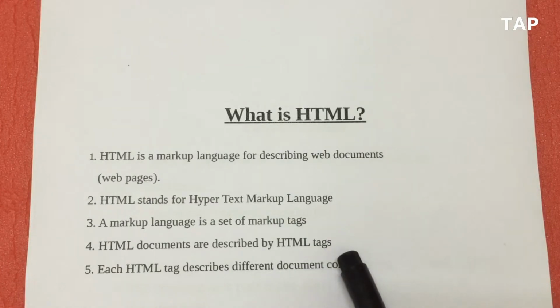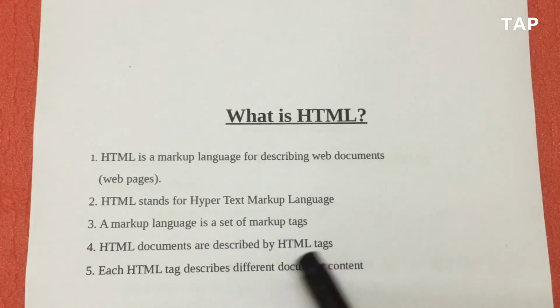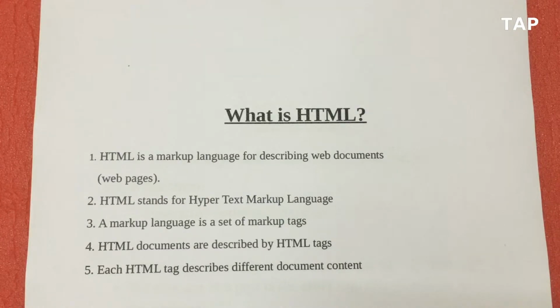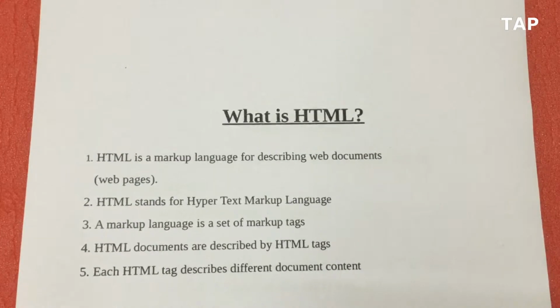Don't get scared. What are markup tags? What is a tag? What is HTML? We will see. This is just the introduction. So HTML is Hypertext Markup Language, and it is just a collection of markup tags. You have to describe your document with HTML tags, and each HTML tag describes one part of a document. Different HTML tags define different types of content.